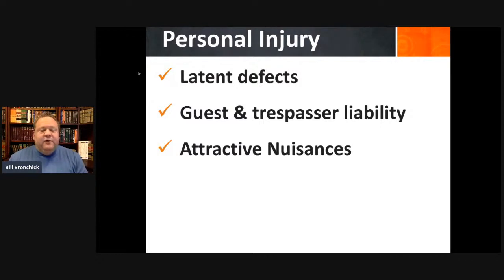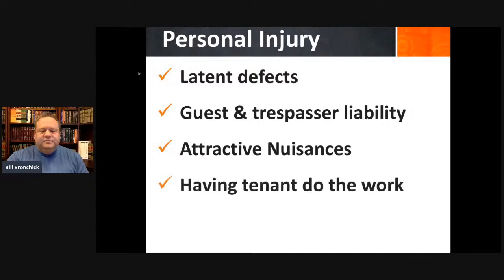Trampolines, another thing I wouldn't allow a tenant to have, a pool or a trampoline. Anything that would tend to attract children who don't know any better is an attractive nuisance.